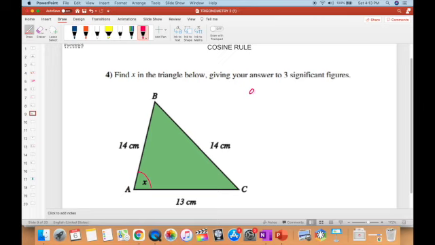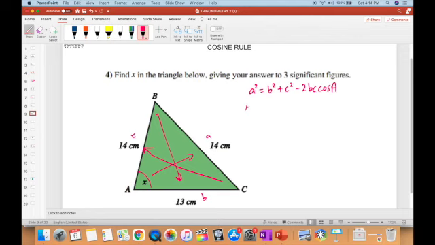a squared is equal to b squared plus c squared minus 2bc cos A. Right? And it's just a matter of making the cos of A the subject of the formula. So let's plug in the numbers and see. So a squared, well, this is A, right? This is b from the angle B, and then this over here is C.